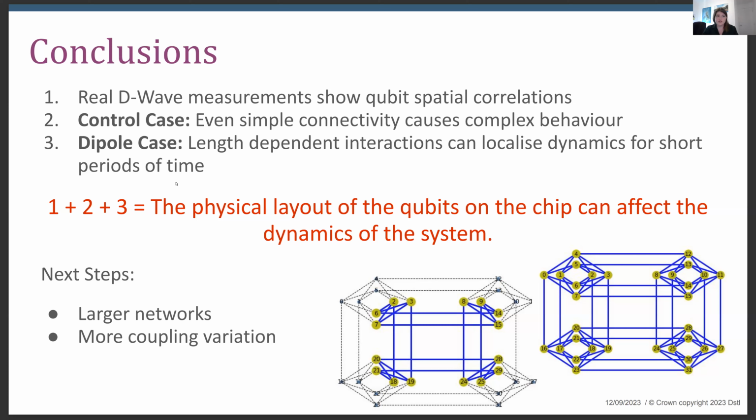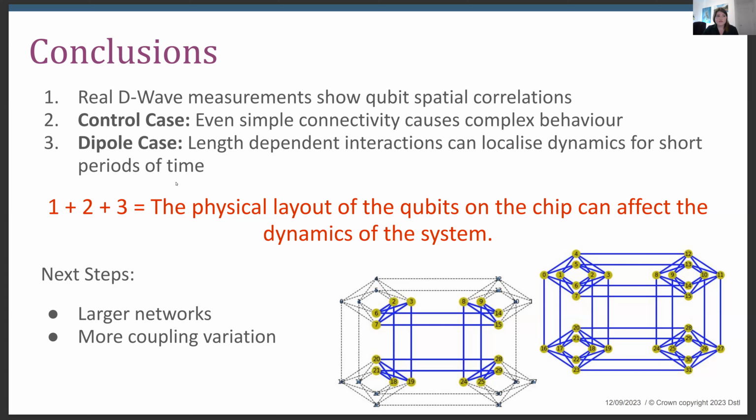To make full and efficient use of these devices, we do need to consider the physical processes that affect individual qubits, and we've got to do more to investigate their interactions. So this kind of further investigation will fall into 3 broad categories in my mind. Firstly, the simulation of larger networks with more connectivity, including modeling existing and hypothetical D-Wave chips.